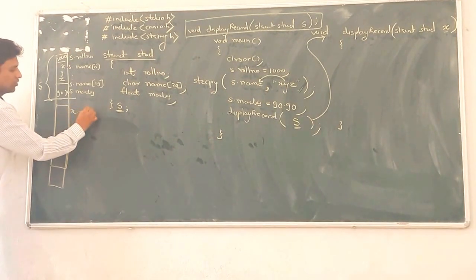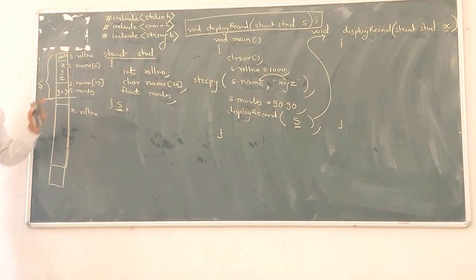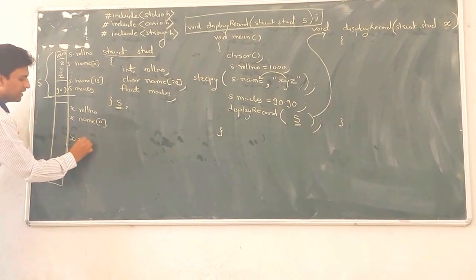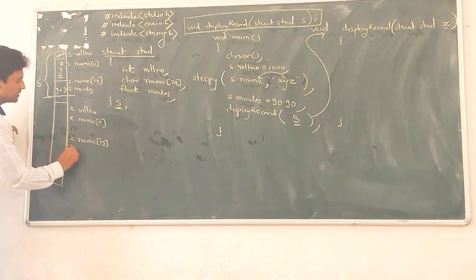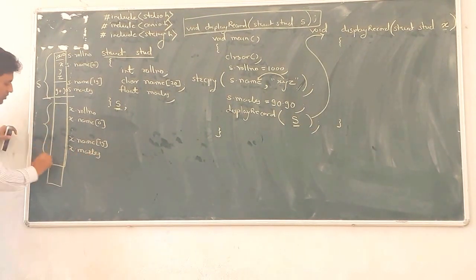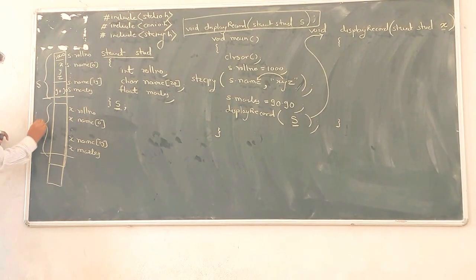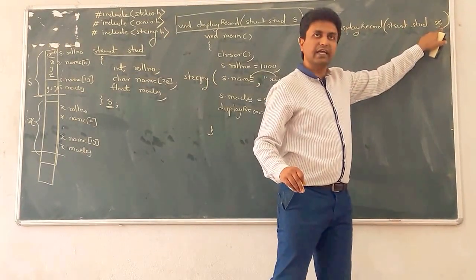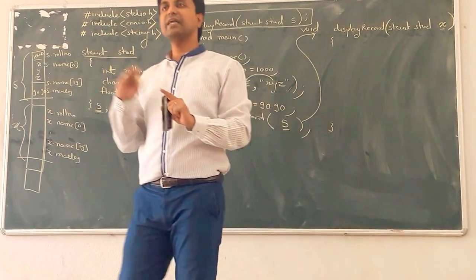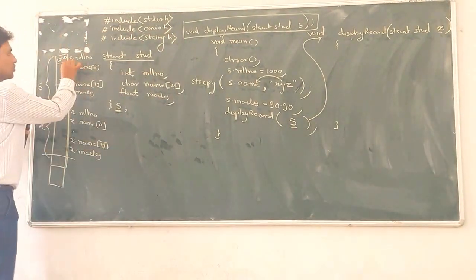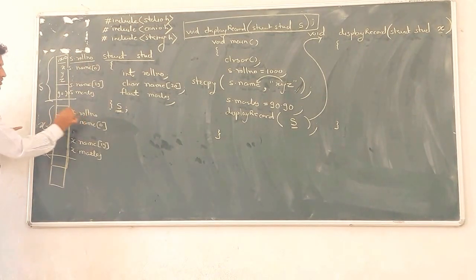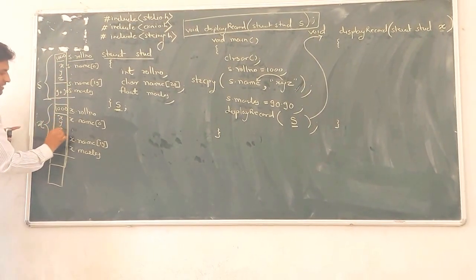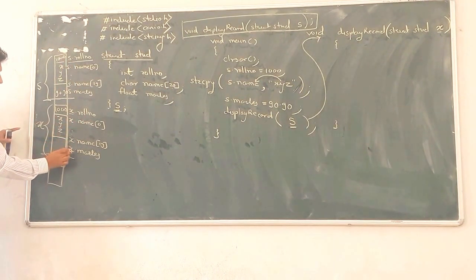So X dot roll number, because X is also a structure variable. So X dot roll number, X dot name, name of 0 till X dot name of 19. Next, X dot marks. So this is a total block of 26 bytes, and the name of that structure variable is X. Now, what happens? This S is totally copied into the X structure variable. How? Data member by data member copy. That means first the data member S dot roll number is copied into X dot roll number, that means 1000. Then the string name XYZ is copied into X dot name, and X dot marks is copied.